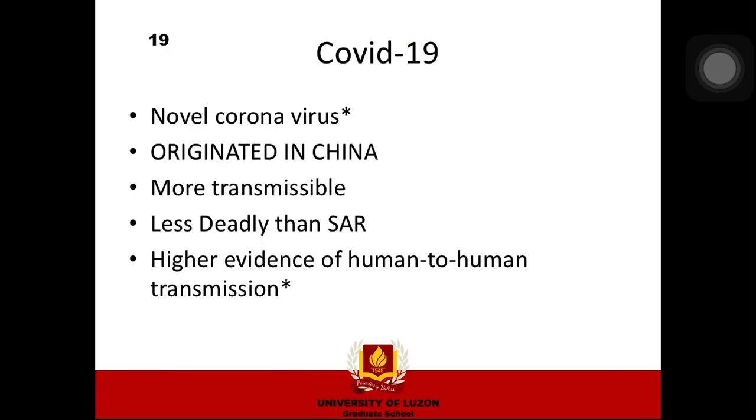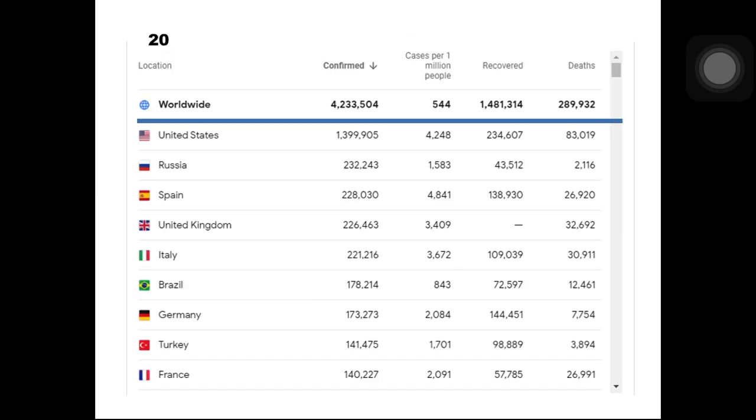So COVID-19 is caused by the novel coronavirus and was first identified and originated in Wuhan, China. It is more transmissible than SARS but less deadly than SARS. There is high evidence of human-to-human transmission. Worldwide, we have 4,233,504 confirmed cases of coronavirus, 1,481,314 recovered from the disease, and 289,932 confirmed deaths due to COVID-19.